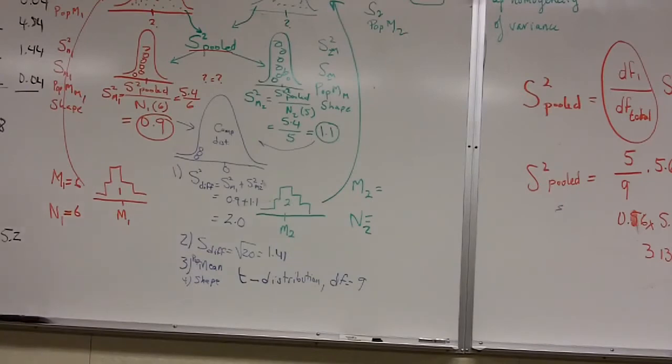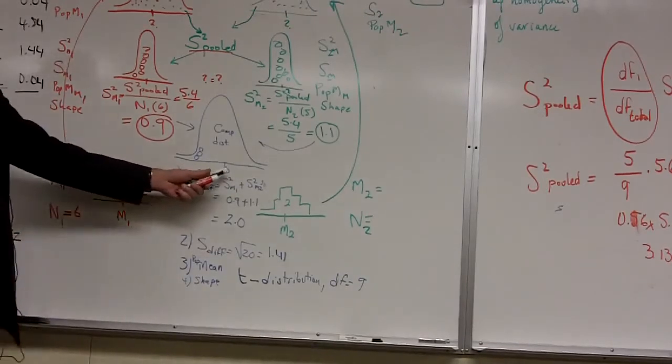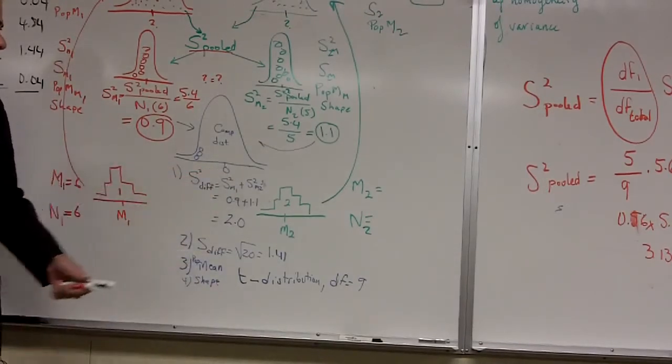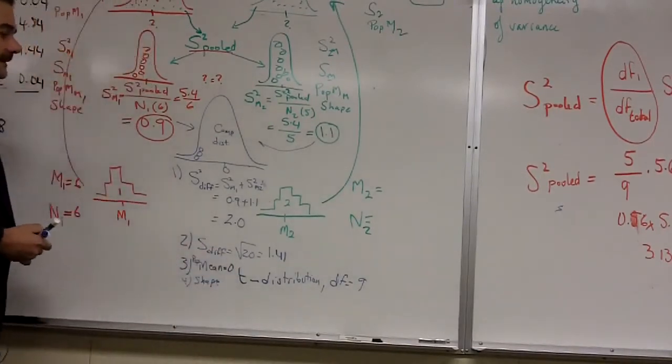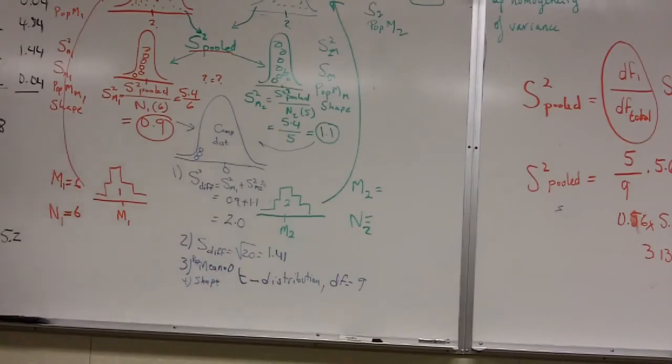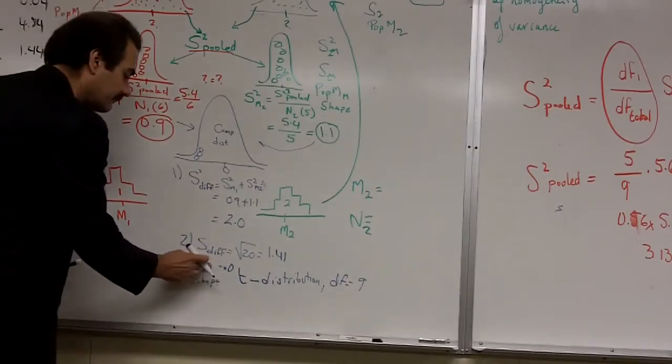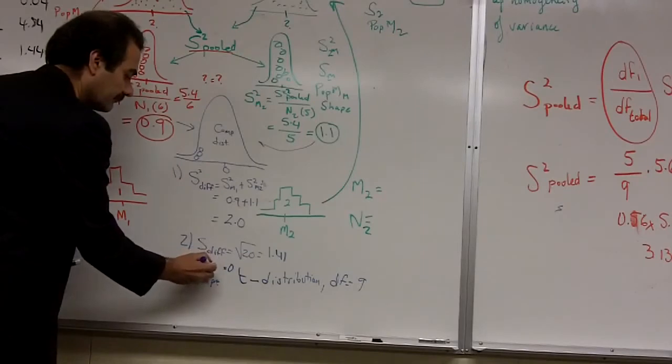Yes, sir. The what? Pop MM, yeah, here would be 0. Would be 0. Yeah, you're right. Excellent. So we found the comparison distribution. Yes? What's the notation you're using for mean there? Pop MM.